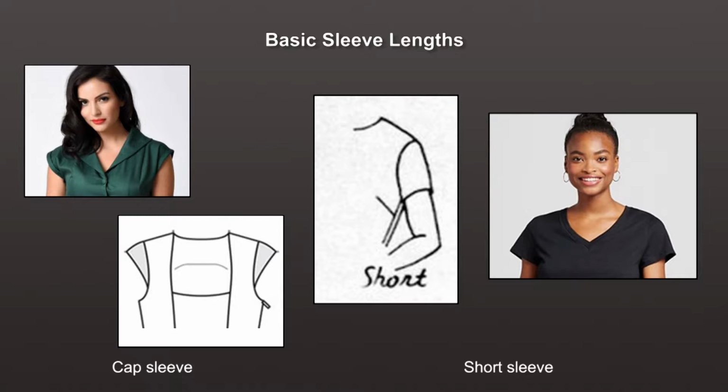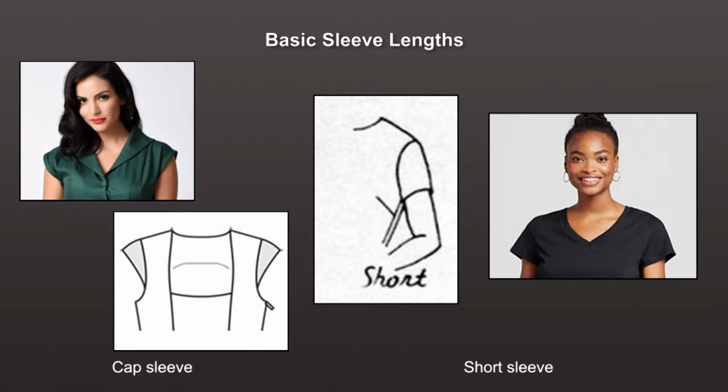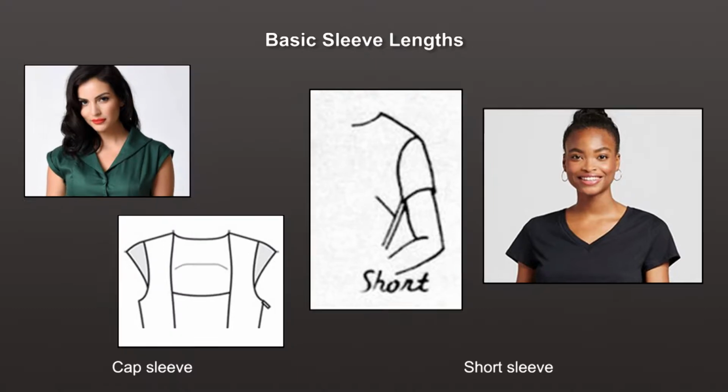Before we dive into observing the different types of sleeves, let us discuss the different sleeve lengths, the shortest being the cap sleeve. You can see the image here. And then comes the short sleeve shown in the image on the right.